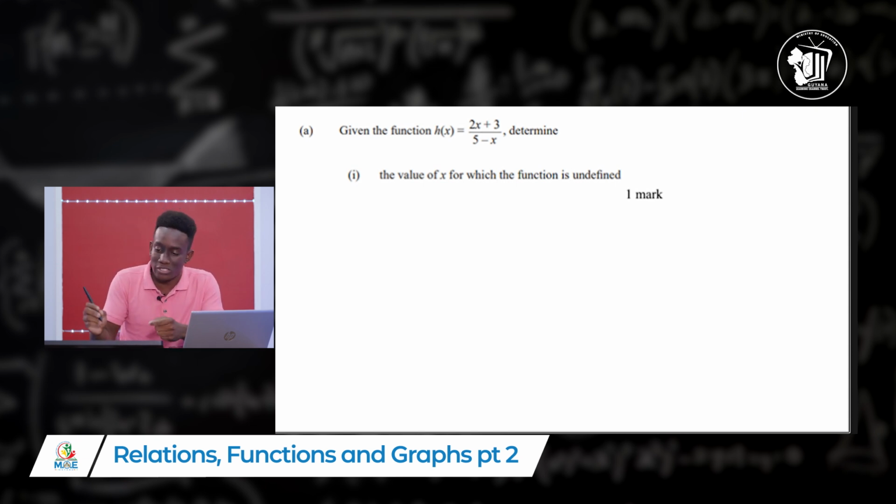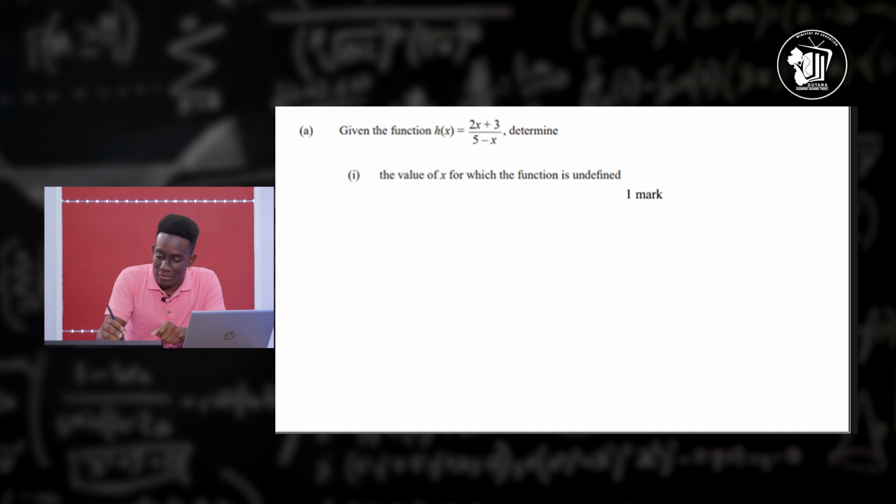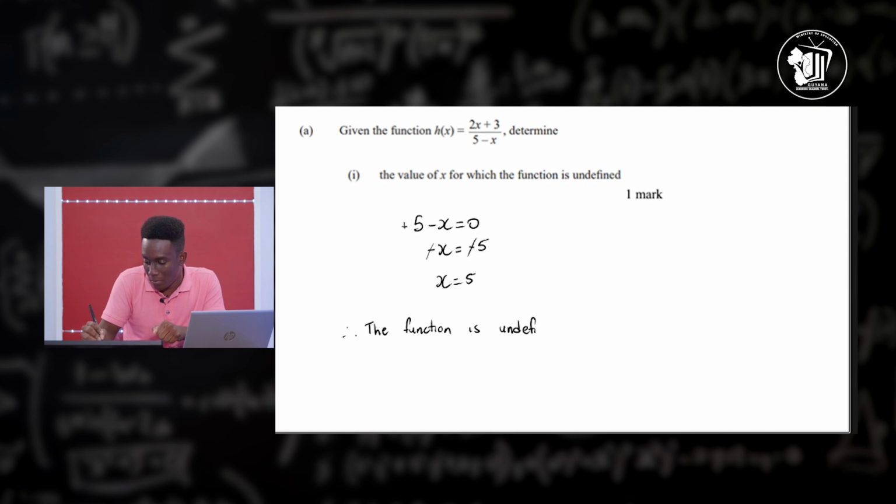To show this in working, we will say 5 subtract x is equal to 0. Taking the 5 over, we'll have negative x is equal to negative 5. The two negatives cancel with each other, so x is equal to 5. Therefore, the function is undefined at x equal to 5.